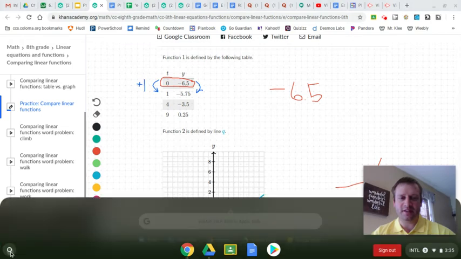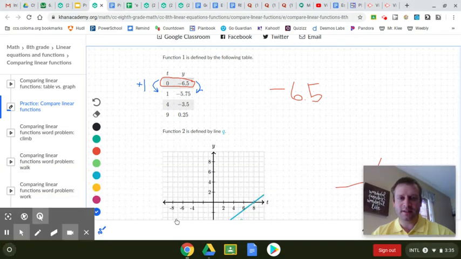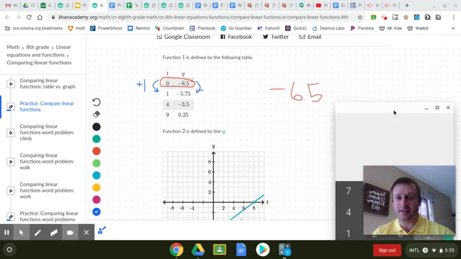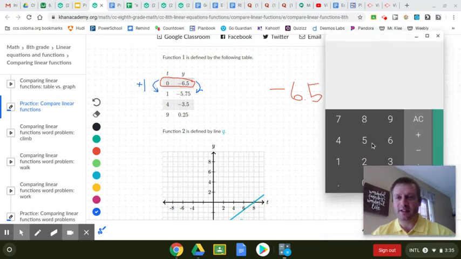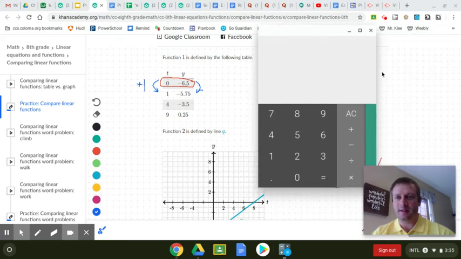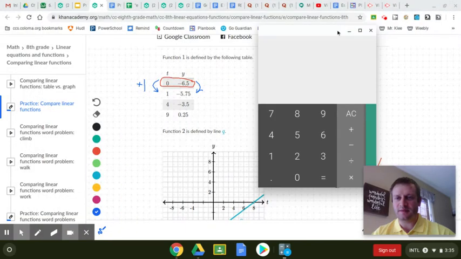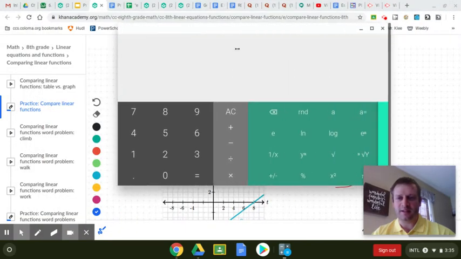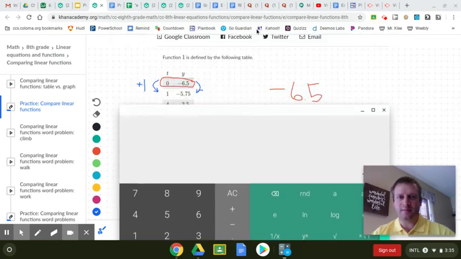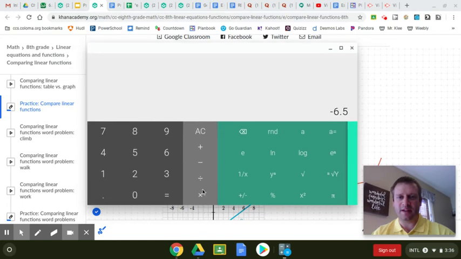Well, if I struggle, I could pull up my calculator real quick. I like about positive 0.75 myself, but I'll pull up my calculator and type in, I'm going to expand this, a negative 6.5, and if I think it's 0.75, which I'm pretty sure it is, type it in. That gives me the next value.